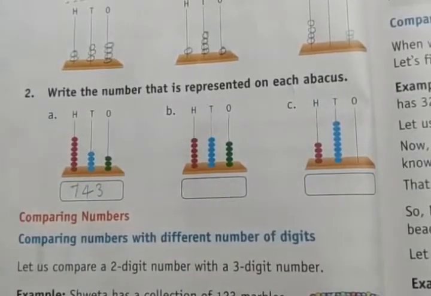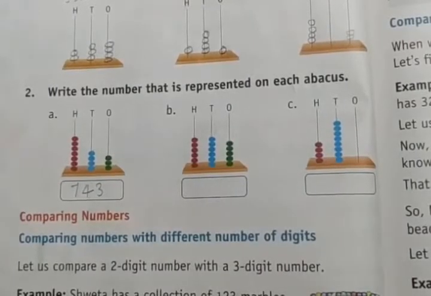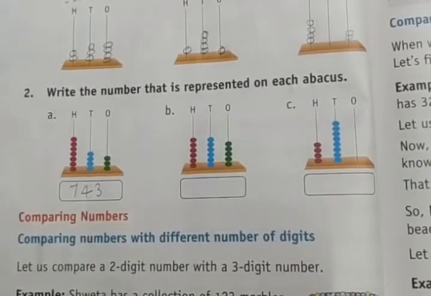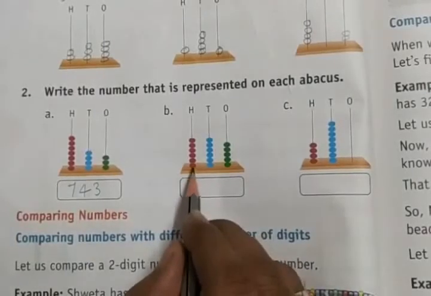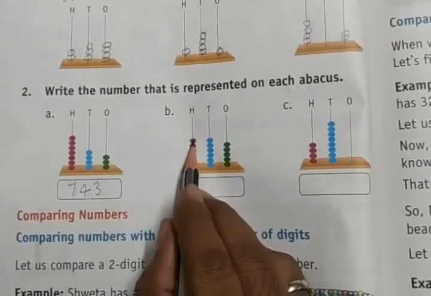743. Right? 743. Now whereas 1, 2, 3, 4, 5, 6.